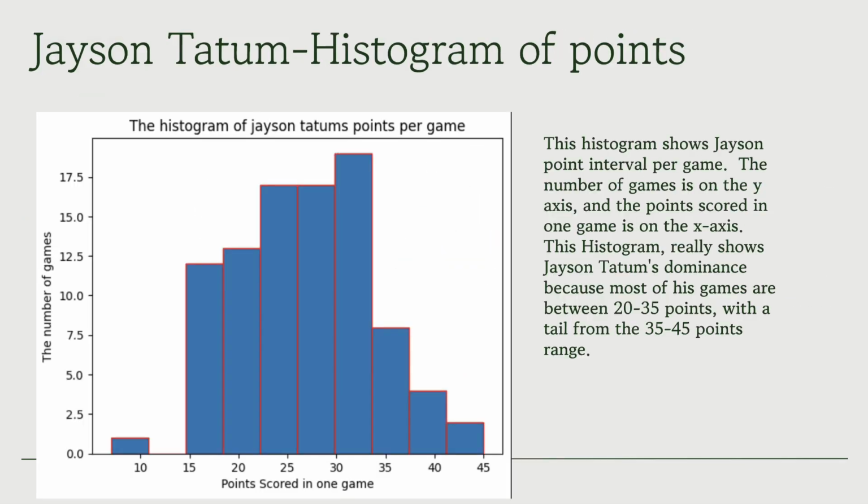And now let's look at a quick histogram of Jayson Tatum's points. On the x-axis, we have the points scored in one game, and on the y-axis, we have the number of games that he has scored those points in. This chart really shows Jayson Tatum's dominance because most of his games are between 20 and 35 points, and he has this little tail at the end where he's scoring 8 games of 35 points, maybe 4 games of 40 points, around 2.5 games of 40 to 45 points, which is very impressive. We only have one little game here where he scored about 10 points.